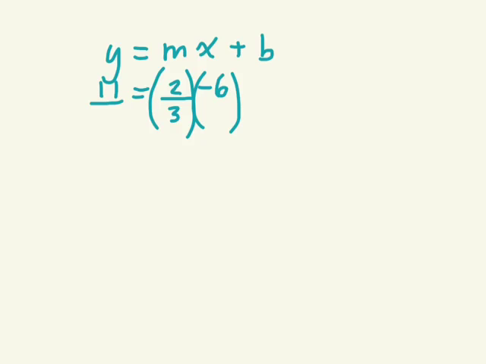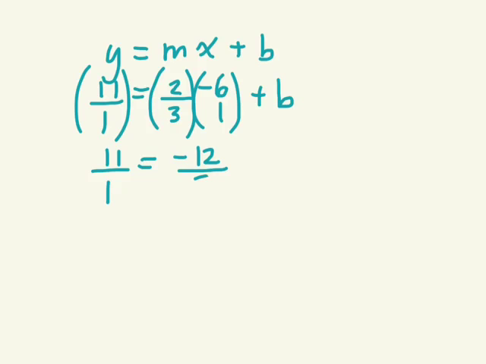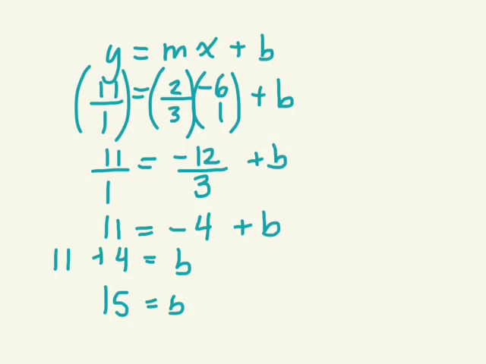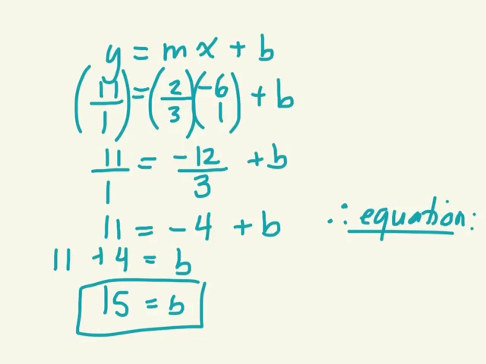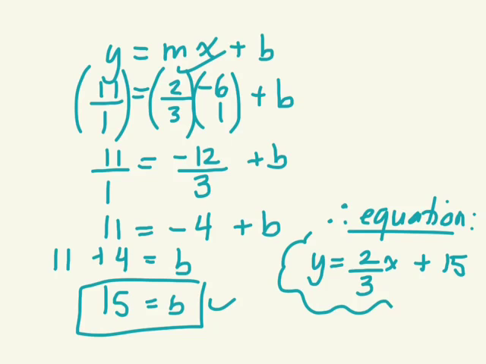So our x is -6, y is 11. I'm just going to make these fractions. Solve for b. 11 over 1 equals, what's 2 times -6? 3 times 1. What's -12 divided by 3? -4. What's b equal to? 15. What is the equation of that blue line going to be? Good. y equals 2 over 3x plus 15. I'm replacing my b and I'm replacing my m. That's the equation of the first perpendicular bisector we had to find.